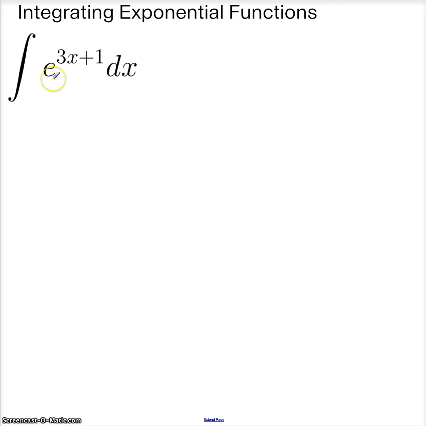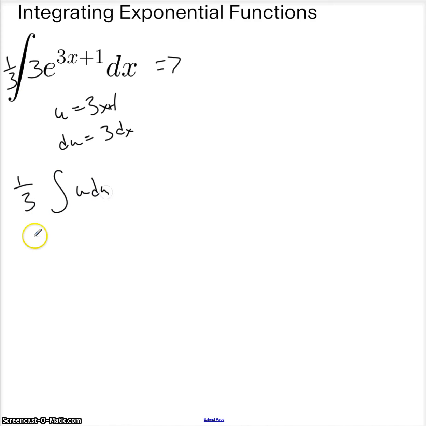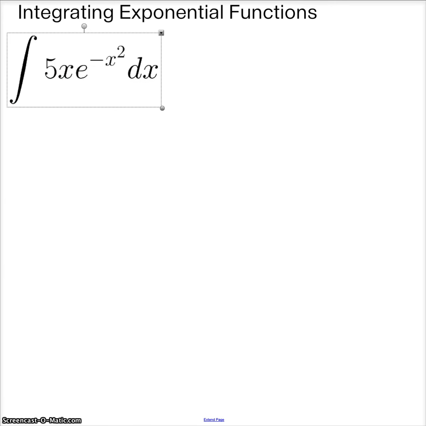So let's look at the integral of e to the 3x plus 1 dx. Now, let u equal 3x plus 1. Then du is 3 dx. So I need a 3 here and a 1/3. So this becomes 1/3 the integral of e to the u du, which is 1/3 e to the u plus c. So this is 1/3, you put equal signs here, that's a good idea, of e to the 3x plus 1 plus c. Straightforward. Let's try another one.